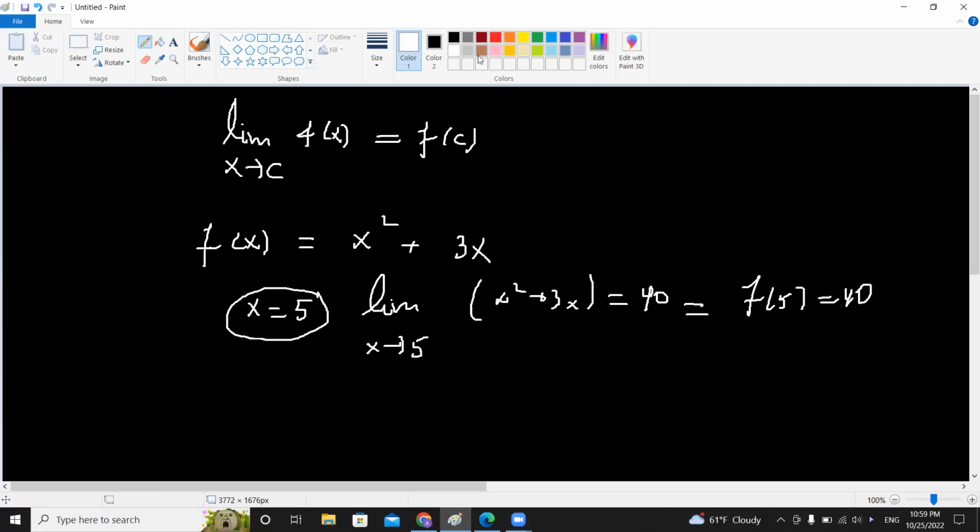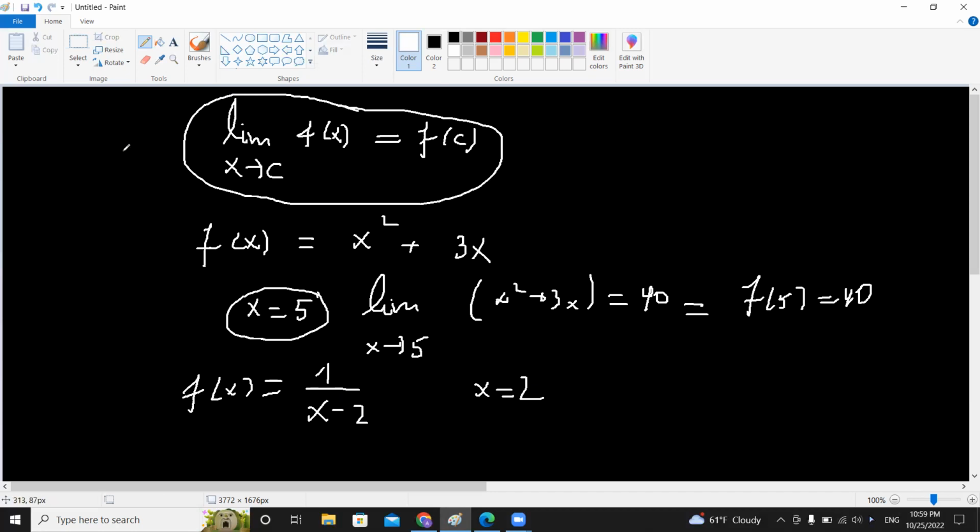However, if we have a function such as f(x) equals 1 over x minus 2, obviously x equals 2 does not belong to the domain. Moreover, at this point the limit doesn't exist, so we get discontinuity, an infinite discontinuity, here. In this case, we see that this equality is violated.